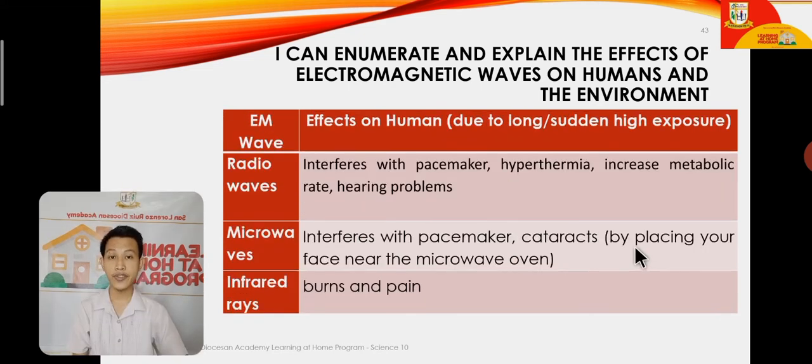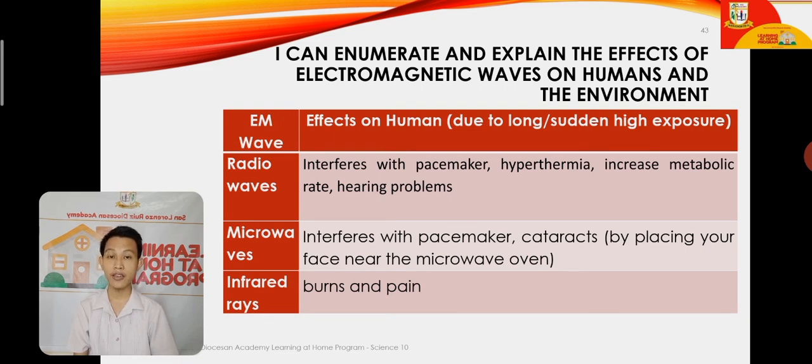So we have first radio waves: interferes with pacemaker, hyperthermia, increases metabolic rate, hearing problems. So yan. Hindi naman masyado kalaking effects ng radio waves since hindi naman to highly penetrating. Pero kapag prolonged yung exposure niya, lalo na sa may mga heart problems na gumagamit ng pacemaker, so pwedeng mag-interfere.